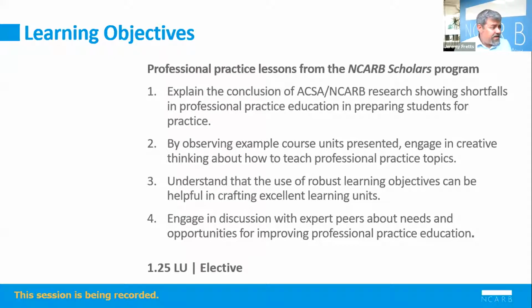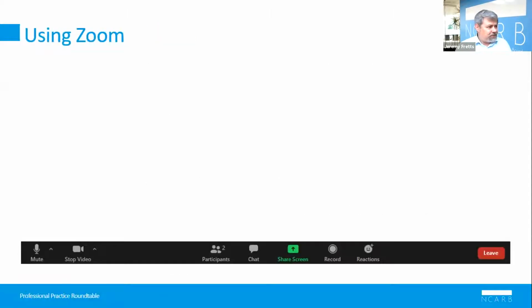In this session today, we hope you'll be able to explain the conclusion of the ACSA and NCARB research, which shows the shortfalls in professional practice education. You'll have a chance to observe some example course units presented by our NCARB scholars and think about how to teach pro-practice topics, understand how to use robust learning objectives, which I do not promise that these four are, but we'll talk a little bit about what robust learning objectives look like, and engage in discussion with your peers at the end of the session about the needs and opportunities for improving professional practice education.